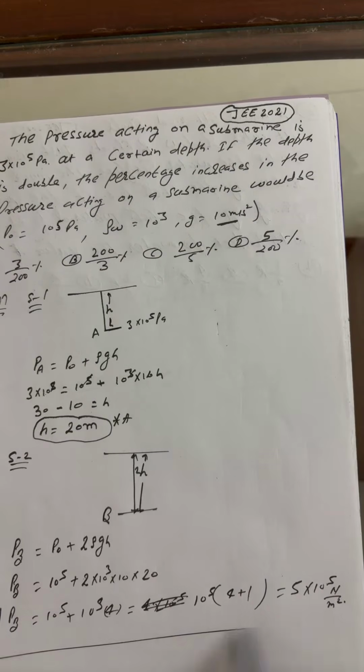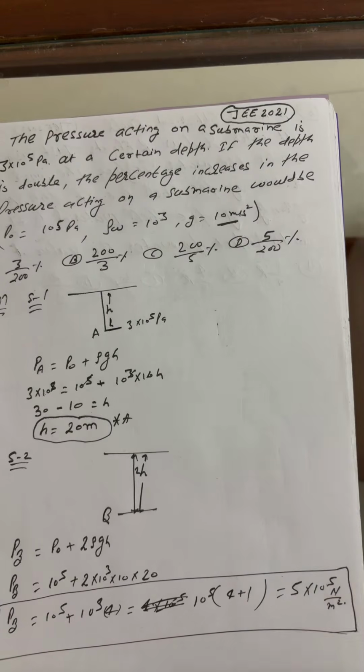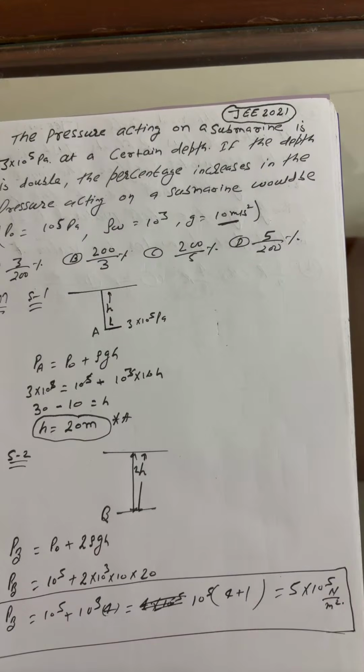Now, this is the pressure at point B only. We got the pressure at point B only.